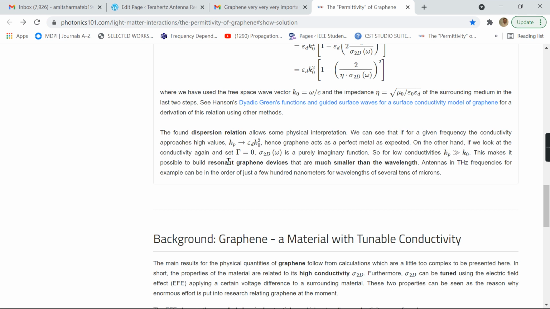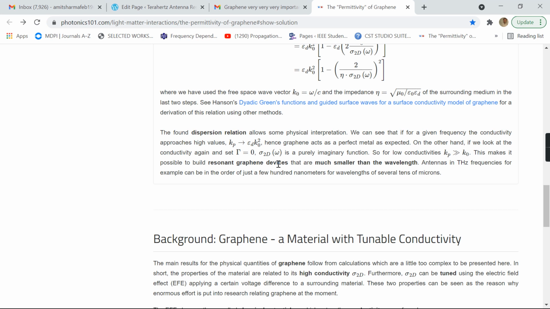On the other hand, if we look at the conductivity again and set the scattering rate, here gamma is the scattering rate or the rate of relaxation, to 0, then sigma 2d is a purely imaginary function. That means the conductivity of graphene becomes purely imaginary. So for low conductivities of graphene, they are saying kp is much greater than k naught, and this makes it possible to build resonant graphene devices.